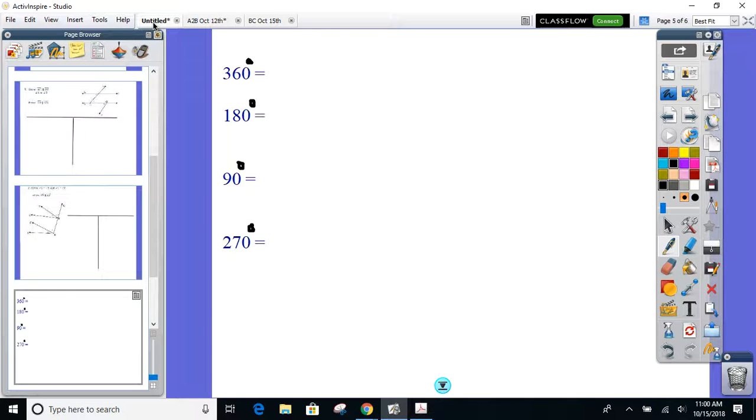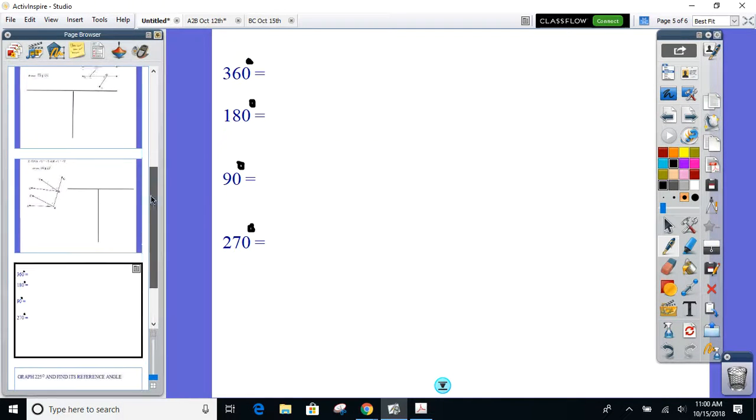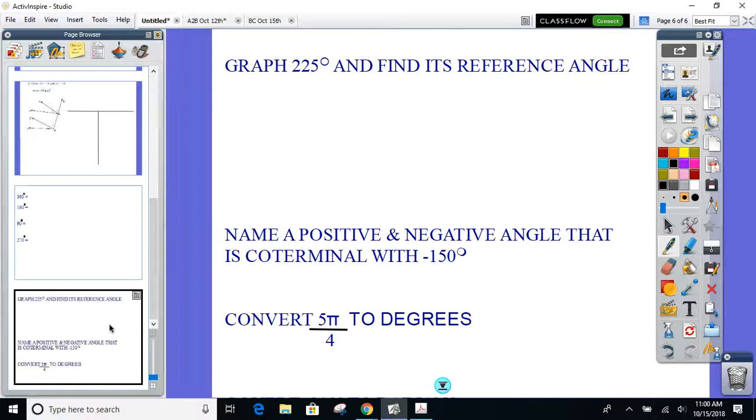You don't need your packets or anything. I just have a couple questions here for you. Have your calculator though, because you're going to need to crunch some numbers for me here. A little review of where we've been so far in this unit.